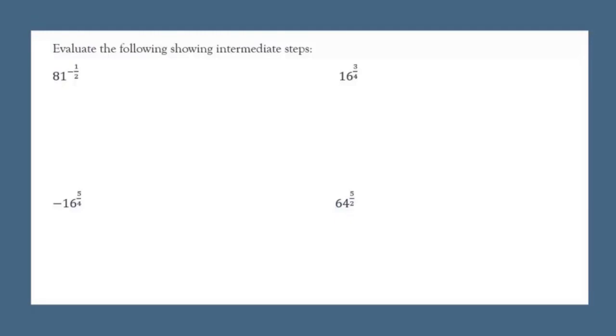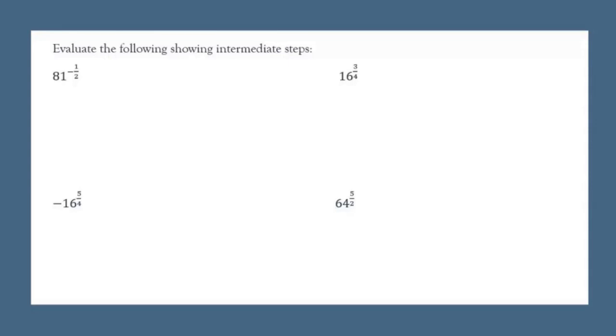This question asks us to evaluate and to show our intermediate steps, which also means we can probably check our answer using a calculator, but we want to see the reasoning that gets us from the exponent to our final answer, which will involve only integers. Though of course we may have fractions. Let's look at this first one, 81 raised to the power of negative 1/2.